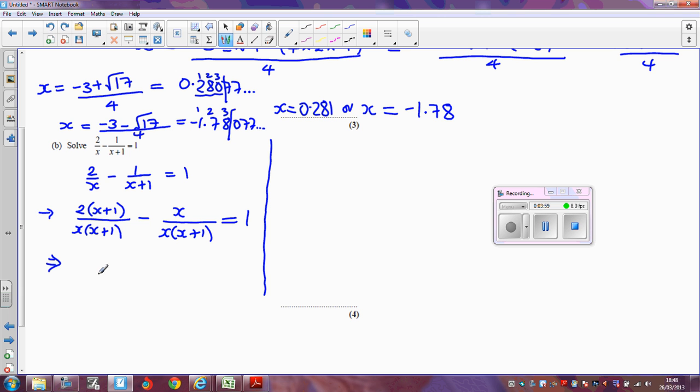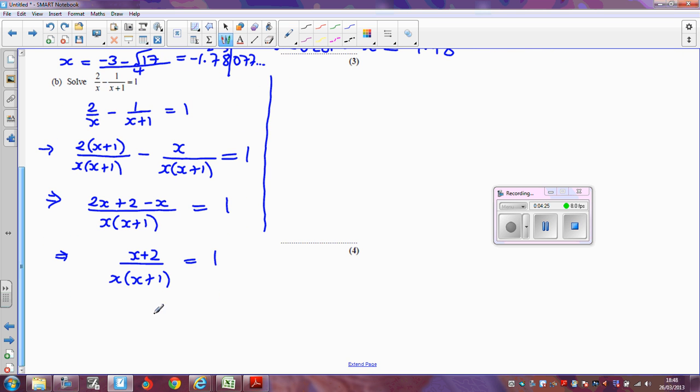And now I can write both fractions together with a denominator of x times x plus 1. Again, the right-hand side doesn't change. So on the top here, I'm going to remove the bracket. I've got 2x plus 2 take away x, and the 2x take away x is x. So the top is x plus 2, the bottom is x times x plus 1, and that is equal to 1.